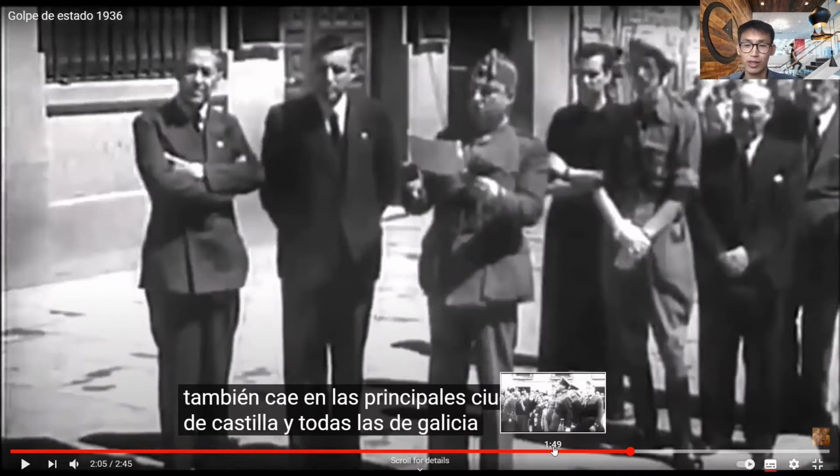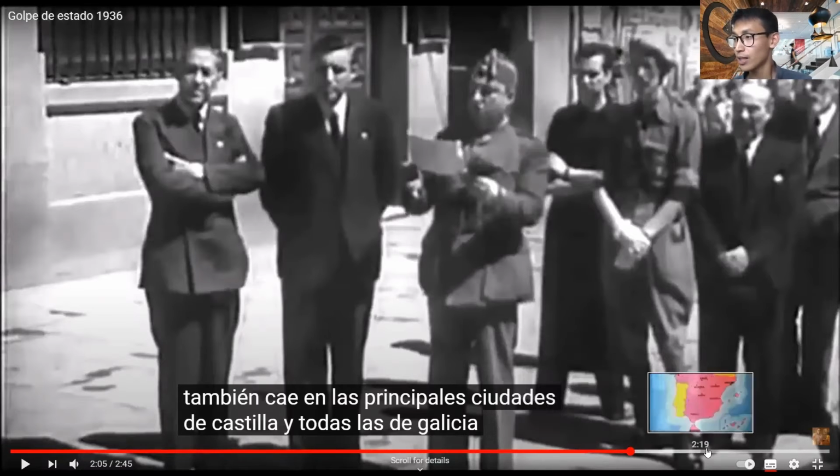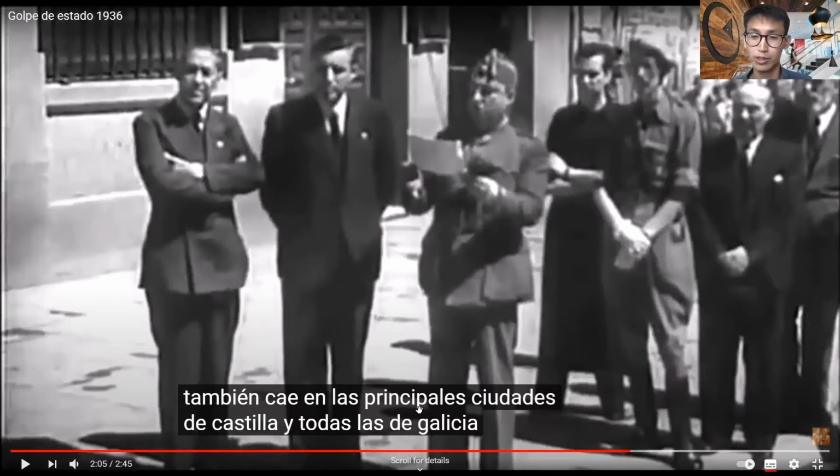So as a reminder, you can think of it as basically a conflict between the left and the right. The right was basically having a coup against the more leftist Republican government. And so Franco, who later became the leader of the right wing, the bando sublevado, basically.